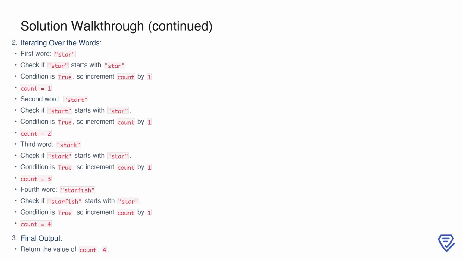Next, we evaluate the word start. It also starts with "star", so we add another 1 to count, bringing it to 2. Moving on, we check stark. Since it starts with the prefix "star", we increase count by 1 again, making it 3. Finally, we check the last word, starfish, which also starts with "star". This results in another increment of count by 1, making the total 4.